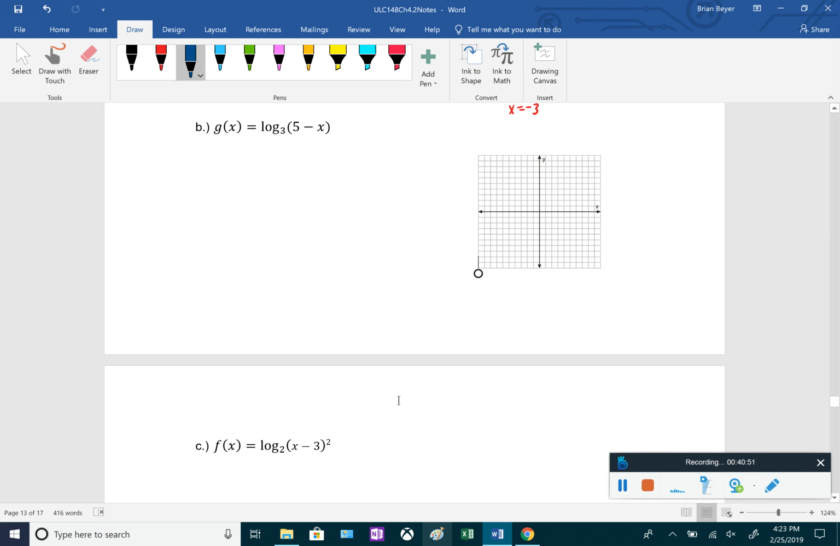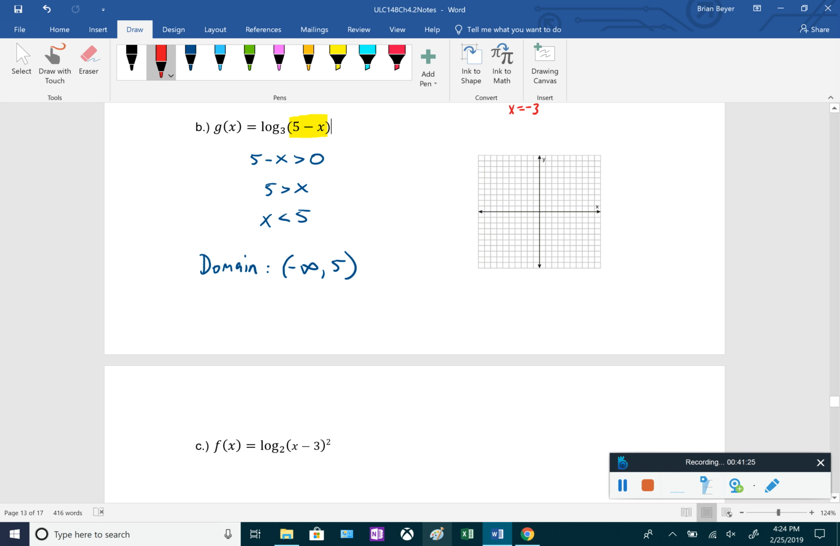Next one, g of x is log base 3 of 5 minus x. Once again, we take this 5 minus x and say that it always has to be positive. Isolate x, so we add x on both sides and get 5 greater than x. We don't really want to write it like that, that looks kind of silly. So we flip it and make it x less than 5. So the domain for this one is negative infinity to 5.